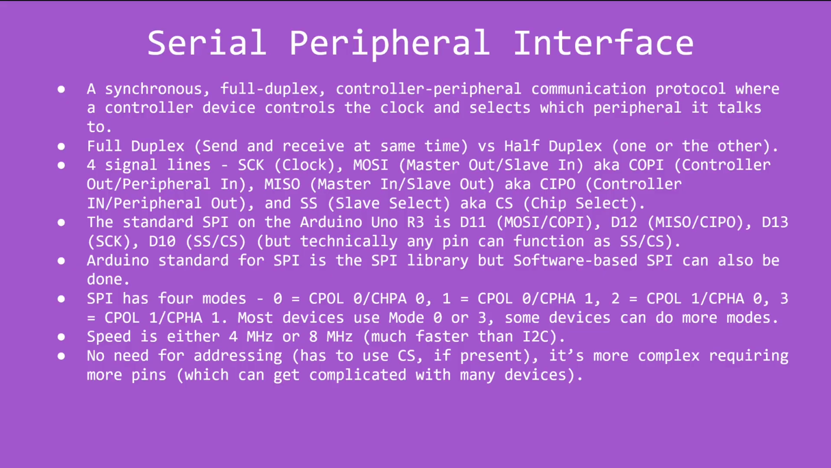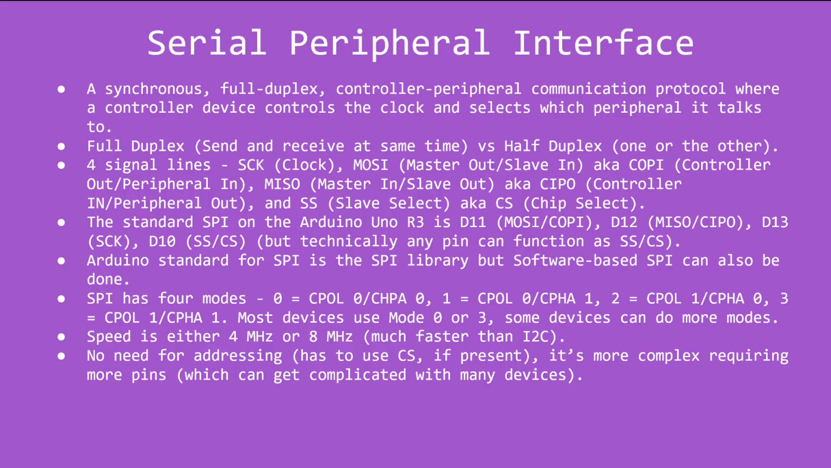SCK is usually clock, although it might say CLK or something. We've got what's traditionally called MOSI, which is master out, slave in. I like to call it COPI. That's the new terminology standard: controller out, peripheral in. You've got MISO, which is master in, slave out. Again, I prefer controller in, peripheral out. And SS, which is slave select. I prefer the term chip select, or CS. Just keep in mind the two different naming conventions and the controversies between the two.